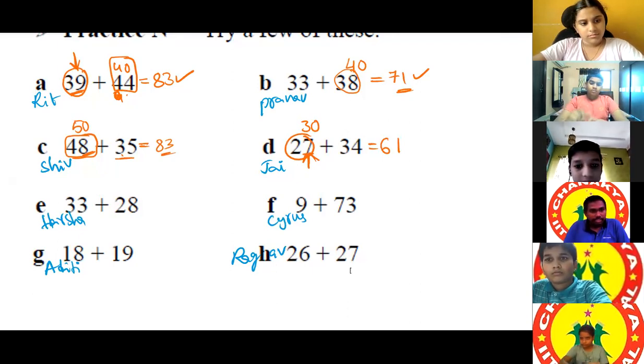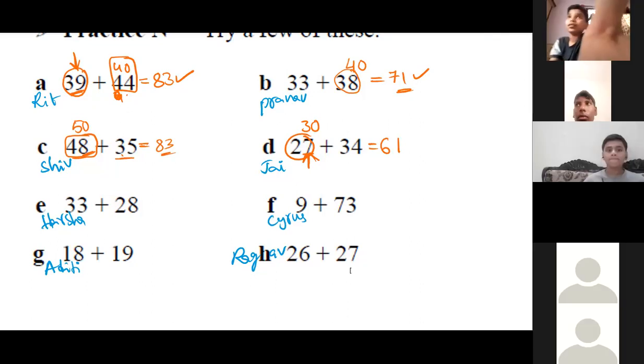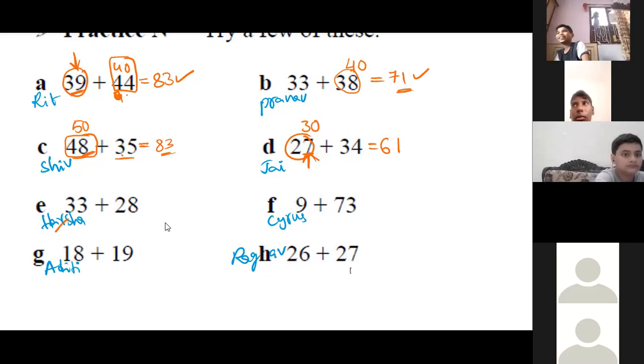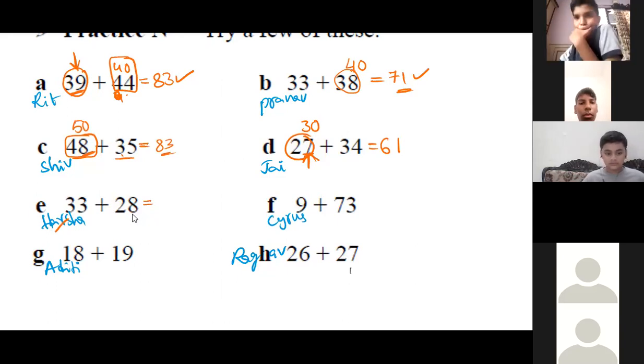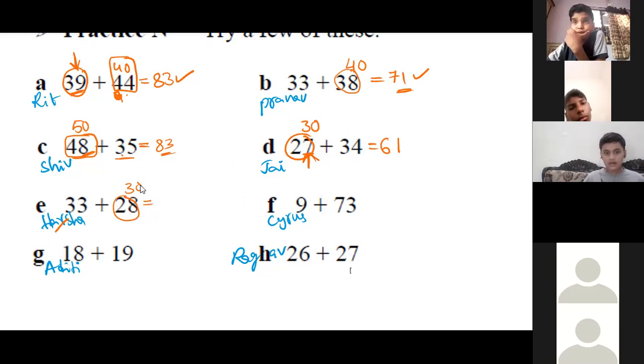Next it is Sri Harsha. Sir, is it yours? Yes, sir. Okay, proceed. Sir, 28 will become 30, and 33 plus 30 is 63, and minus 2 is 61, sir. 61. Very good. Correct.